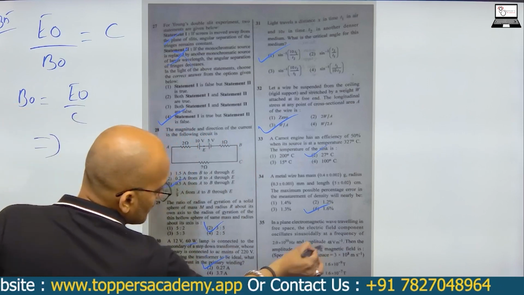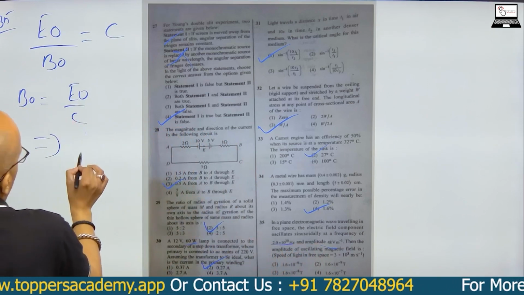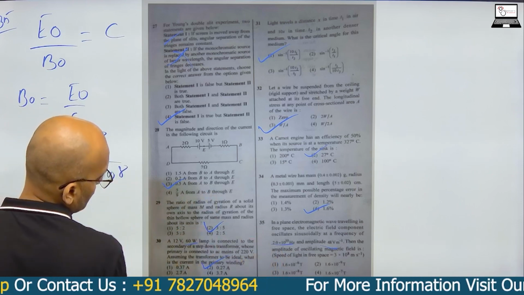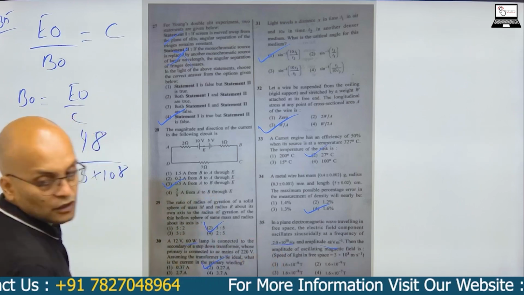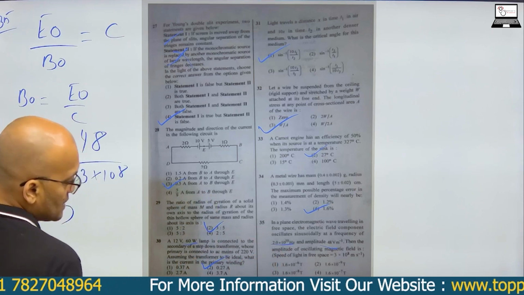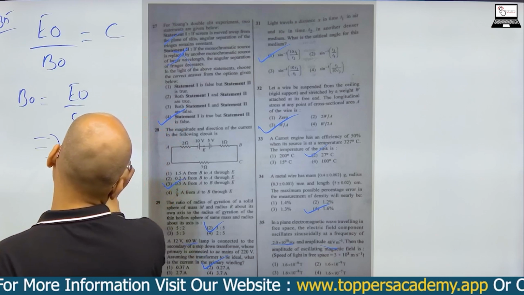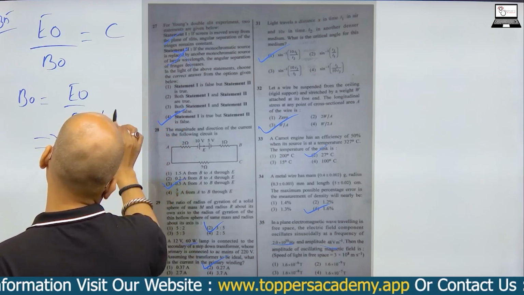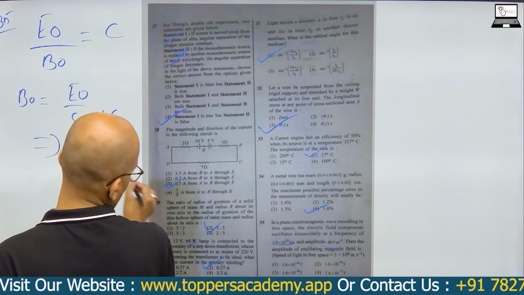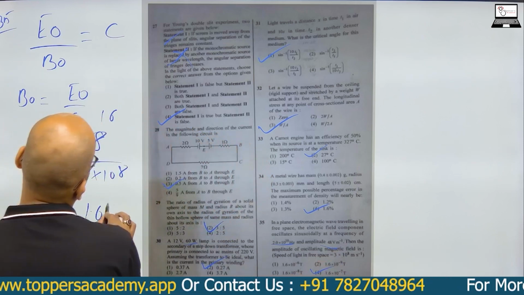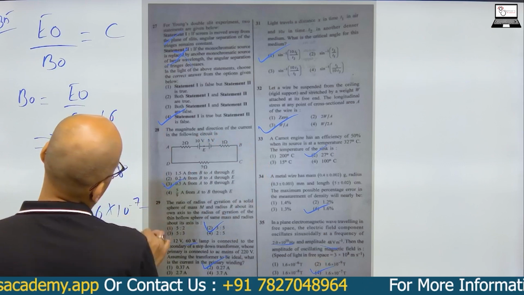48 is the frequency. Do not put the frequency here. C is 3 into 10 to the power 8 meters per second. Solve it, you will get 1.6 into 10 to the power minus 7, this is option D.